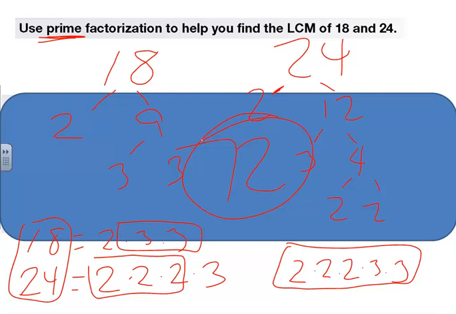I know that was confusing, so watch it again. Back up the video and watch it again. Let me show you how these show it.